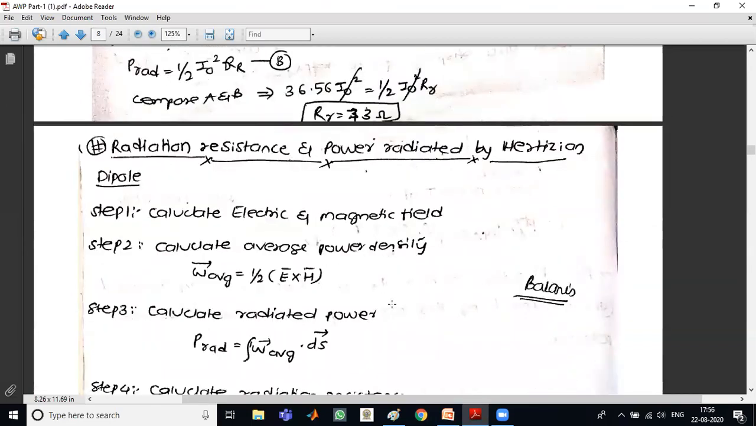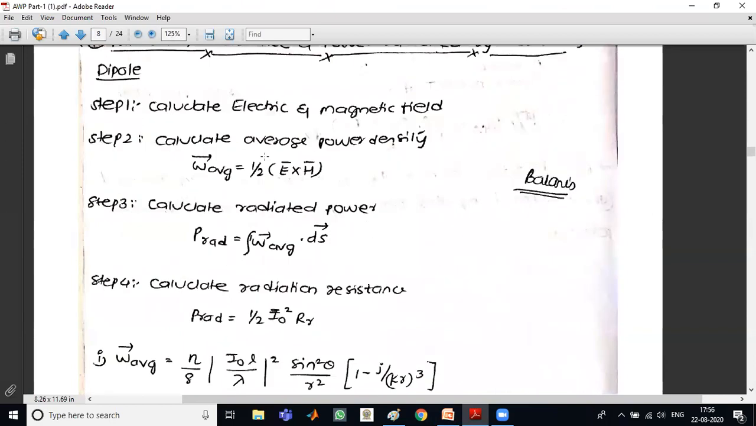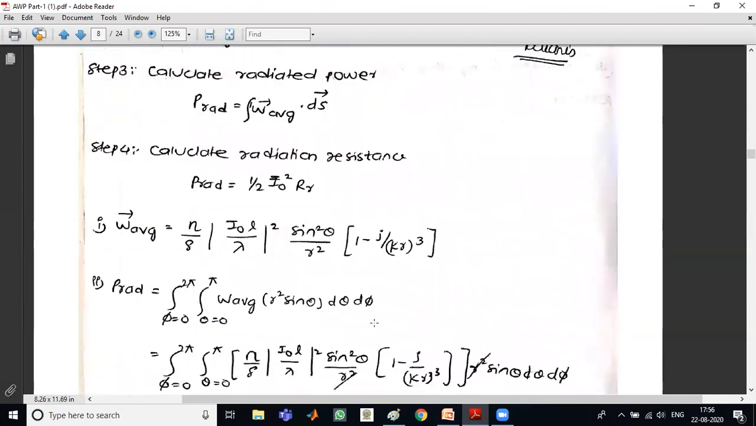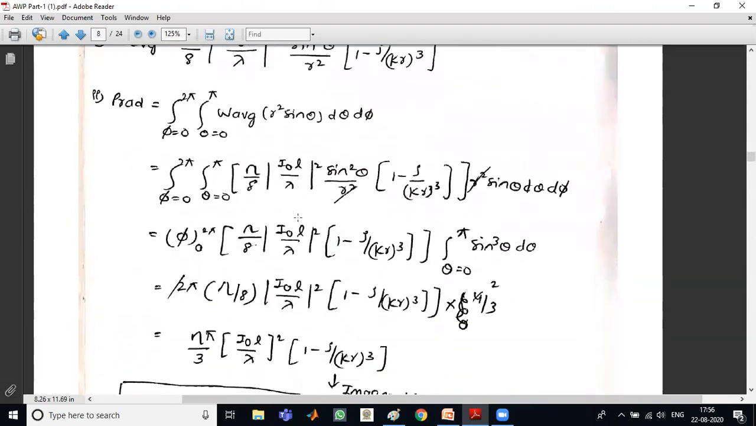In the same way, you have to calculate for the small dipole, that is the Hertzian dipole. You first find the electric field or magnetic field, calculate the average power density, calculate the power radiated, and calculate the radiation resistance. These are the standard formulas and this is the standard procedure.